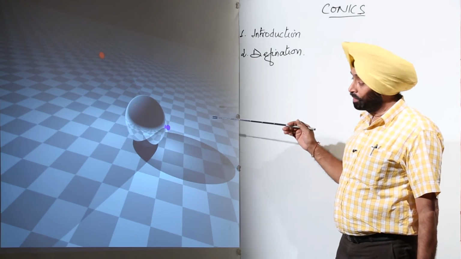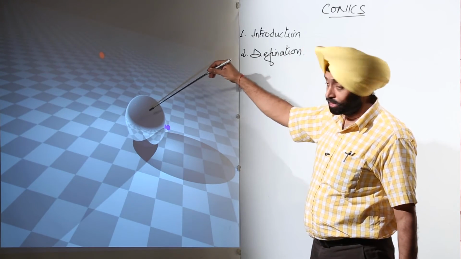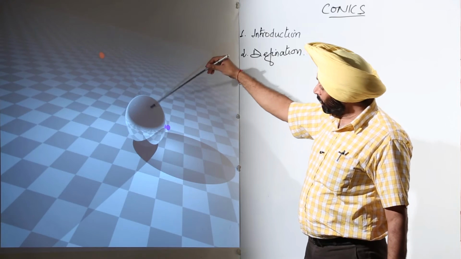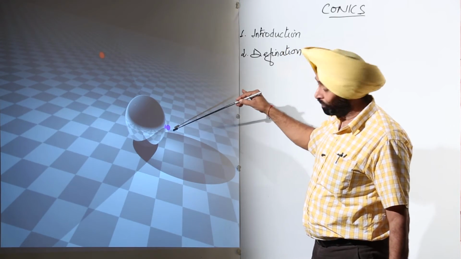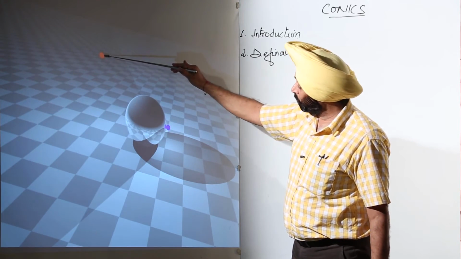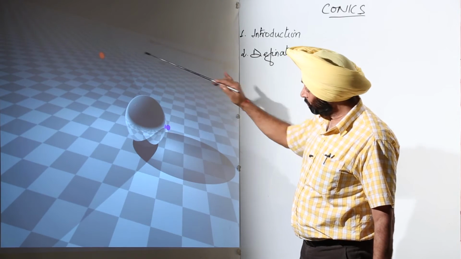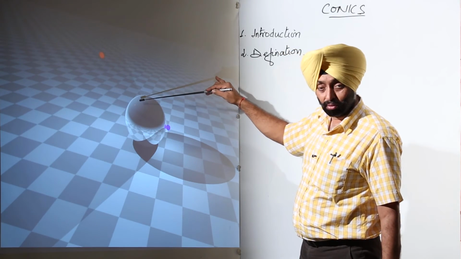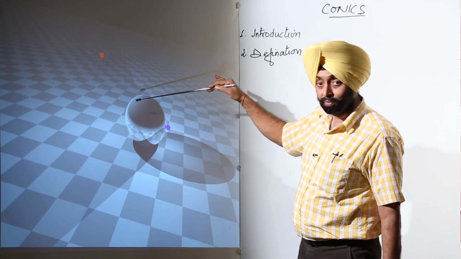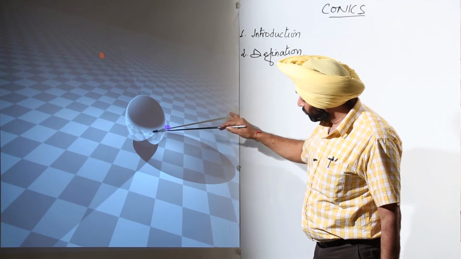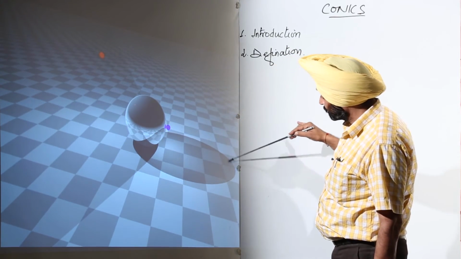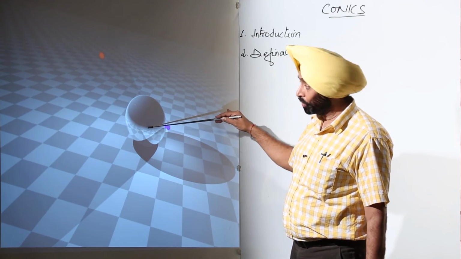Just look here. Here a ball is placed on a floor, and these are the two sources of light, one with orange and one with blue. When orange light is thrown on the ball, what type of figure is generated? We are generating an ellipse. Just look here, an ellipse has been generated.